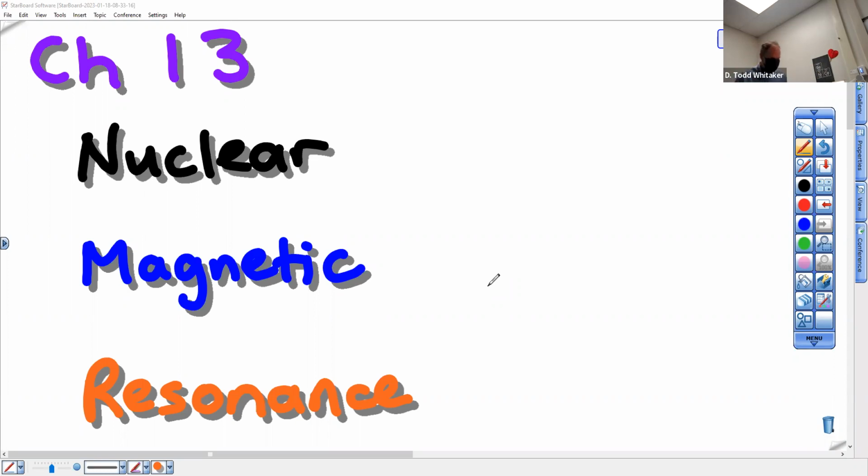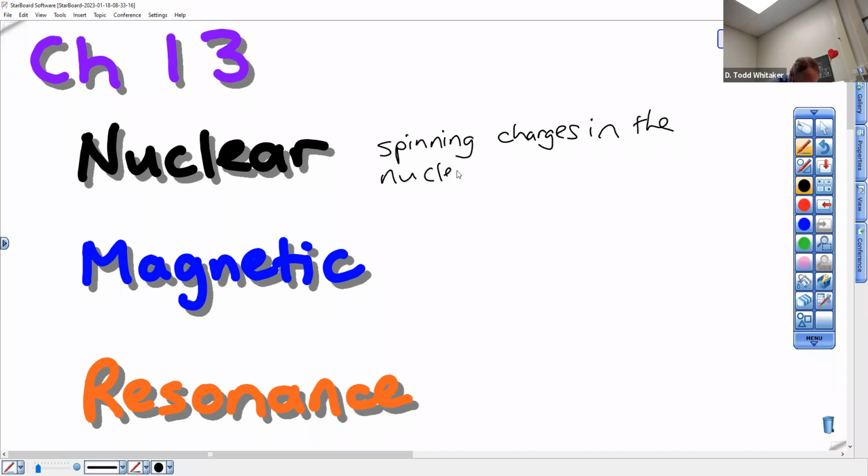Okay? So we have spinning charges in the nucleus. That's protons, right? What do spinning charges cause again? Magnetic fields.